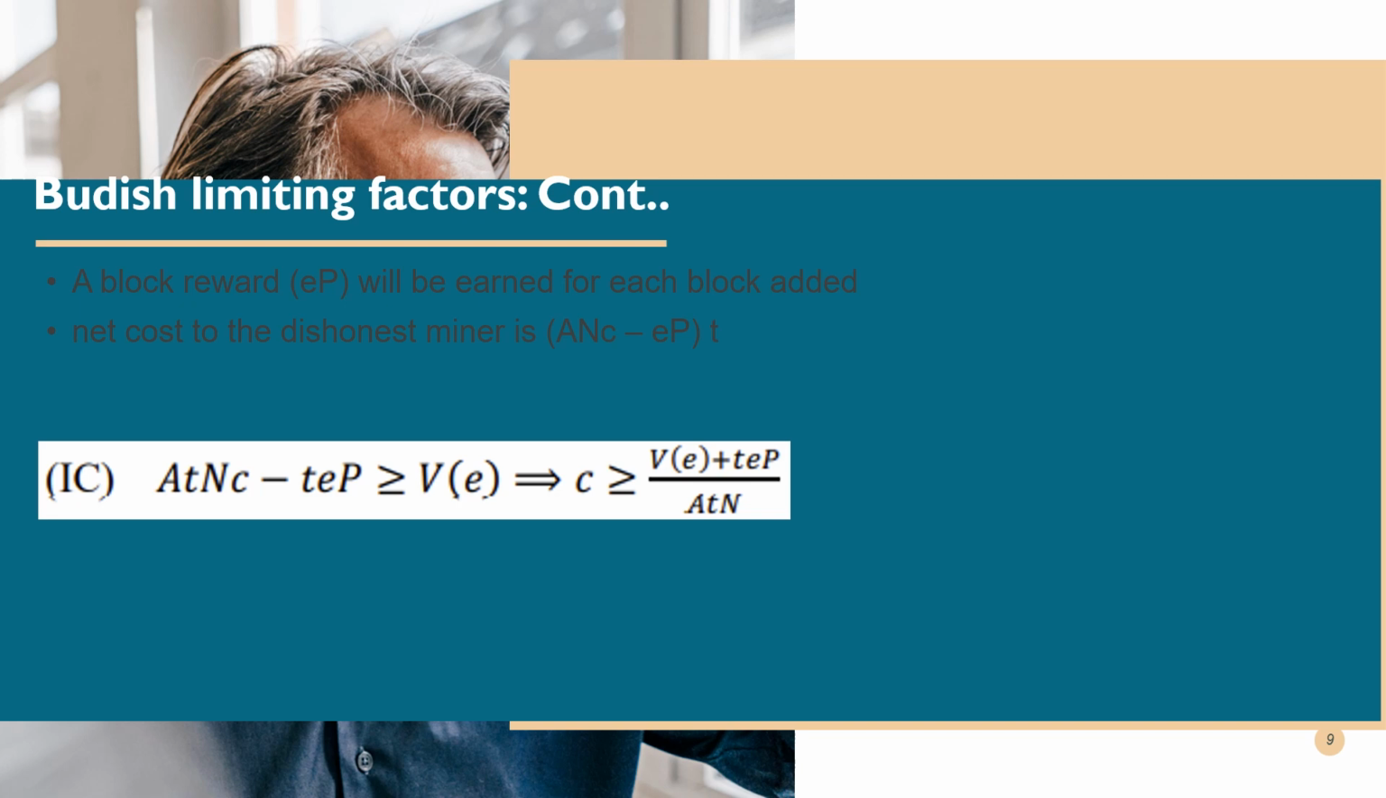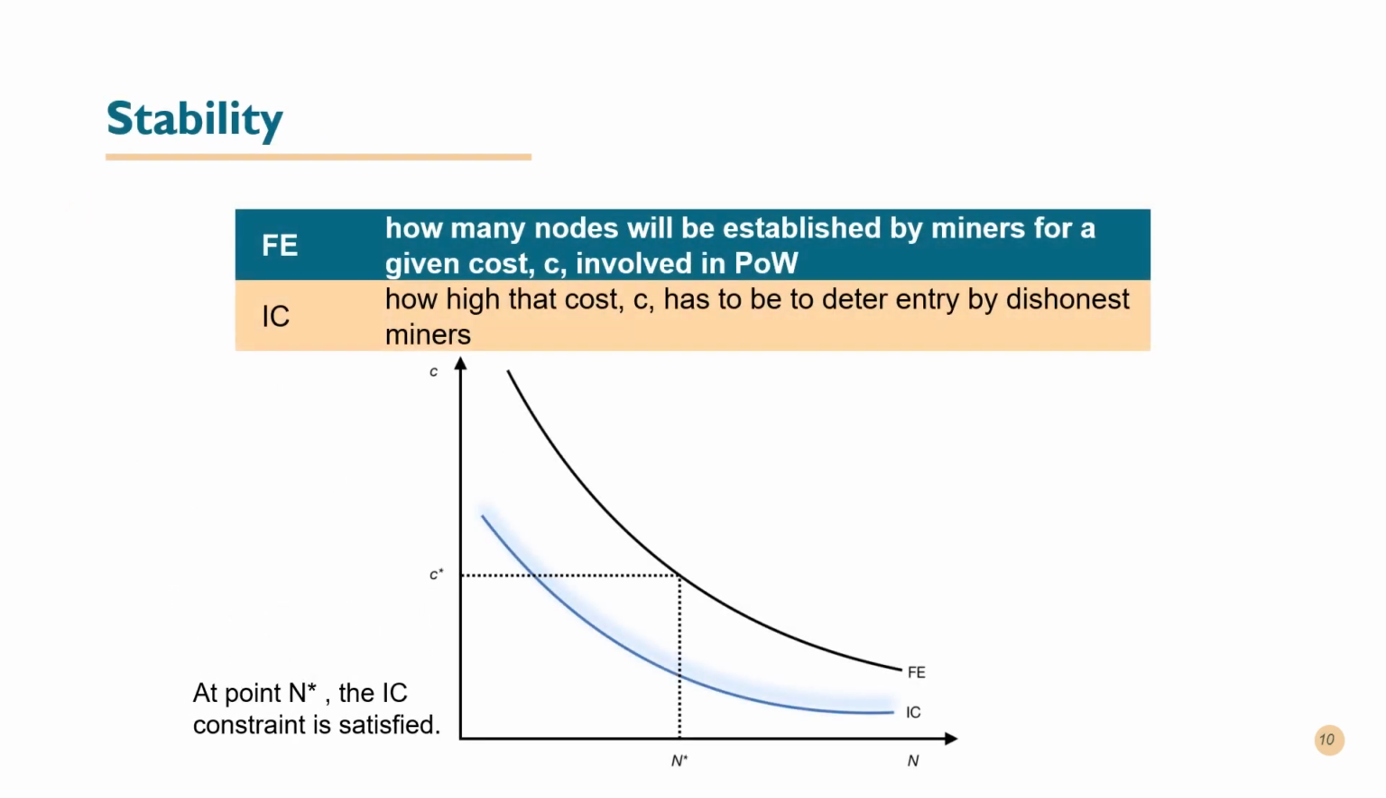The left-hand side of this equation that we see, AT&C minus TEP, is the cost of controlling NA nodes for T periods of time. The right-hand side, VE, is the benefit of exercising that control for personal benefits. To summarize, the free entry condition describes how many nodes will be established by miners for a given cost C involved in POW, while the IC constraint describes how high that cost C has to be to deter entry by dishonest miners. To explore this, let's look at this plot at point N star.